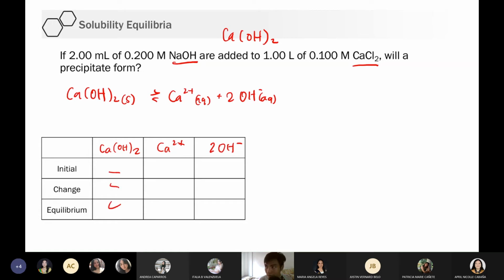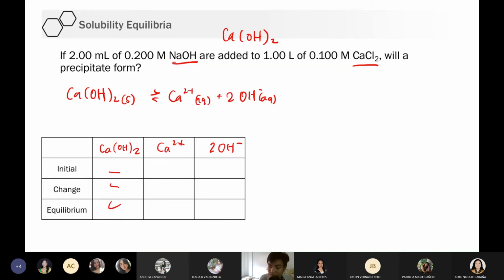Then, gawa ka ng ice table. So, ayan. Sa ice table, ano yung mga ilalagay natin? Yung concentration ng calcium sa ating solution, pati concentration ng hydroxide sa ating solution. Okay? So, ano ba yung concentration ng calcium sa solution?